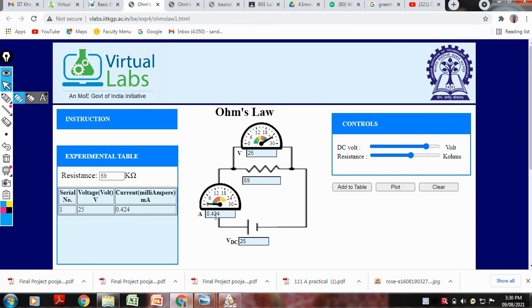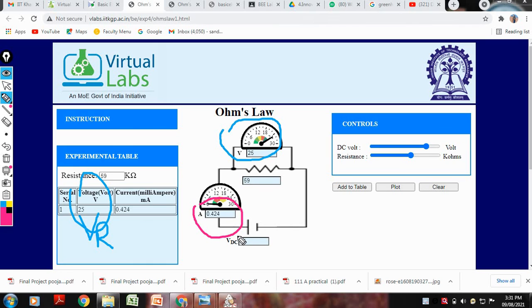Now this is Ohm's law, in which we obtain current and voltage. The voltage V is given, and this is the voltage across the resistance, VR. Then the current I equals 0.424, and the current is in milliamperes. Two parameters will be obtained with the help of Ohm's law, and one is the value of resistance. Now these are the readings.